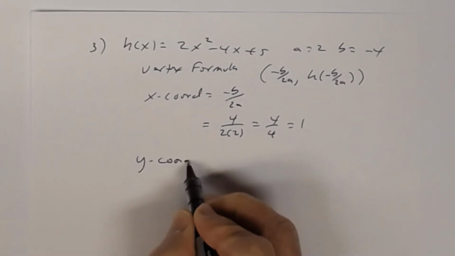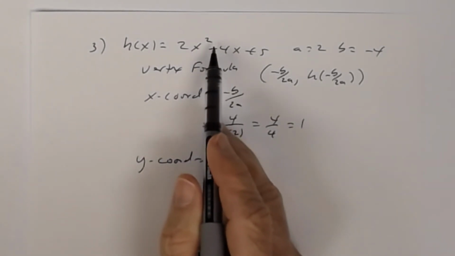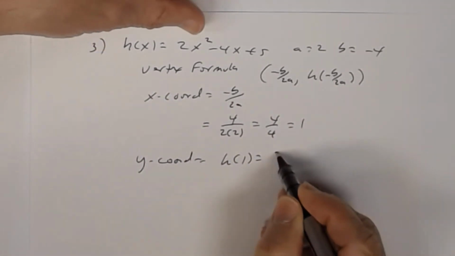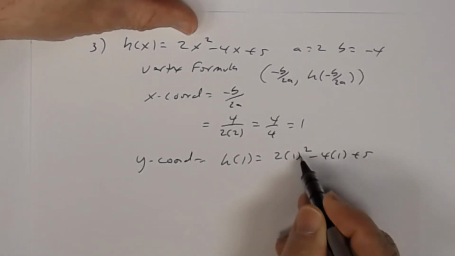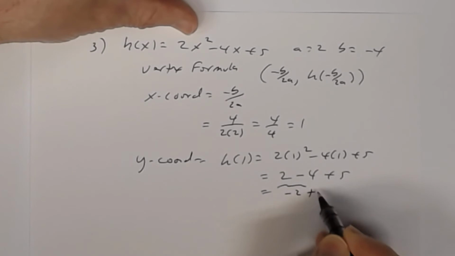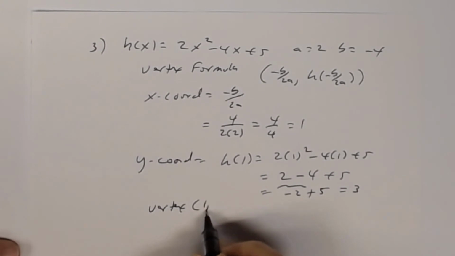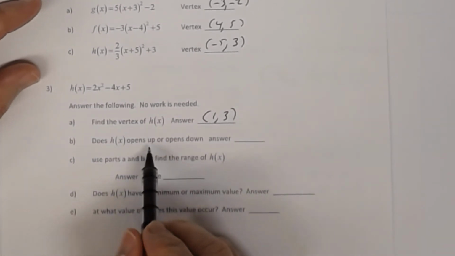To find the y coordinate, I'm going to take the x value and substitute it into the function in place of x. So basically you're going to find h of 1. And so then this becomes 2 times 1 squared minus 4 times 1 plus 5. Well, 1 squared is 1. 1 times 2 is 2. So you get 2 minus 4 plus 5. 2 minus 4 is a negative 2. And a negative 2 plus 5 is a positive 3. So the vertex is (1, 3). Right? So that's this one right here. So (1, 3).